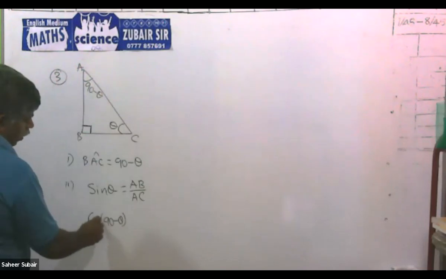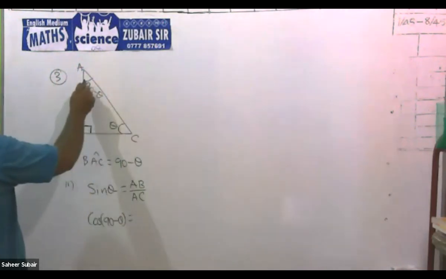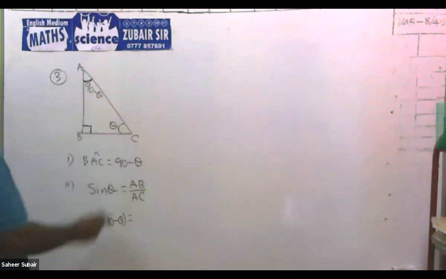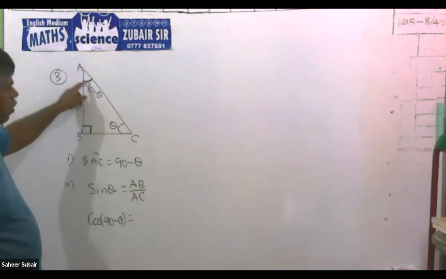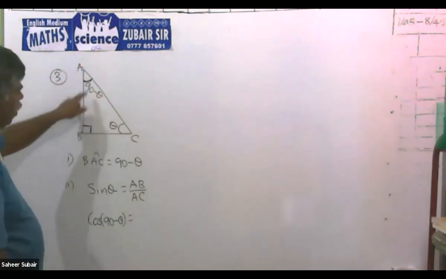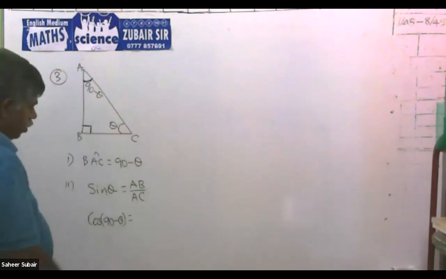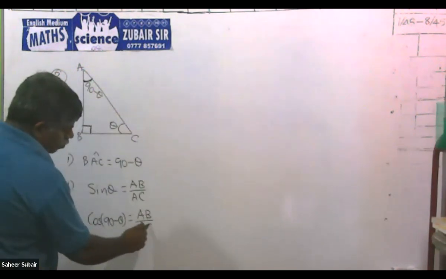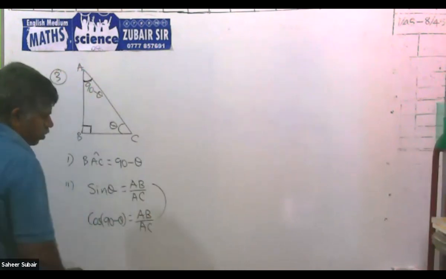Cos 90 minus theta is the cos value of this angle. Cos value of this angle means, from this angle, adjacent over hypotenuse. For this angle, the adjacent is AB and the hypotenuse is AC. Then cos 90 minus theta is AB over AC.